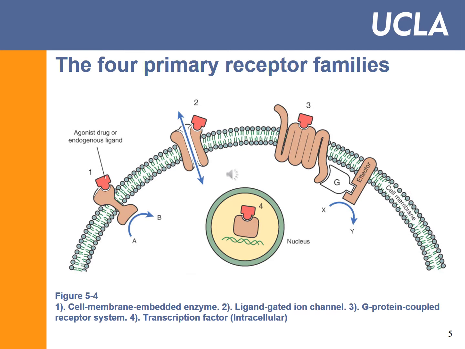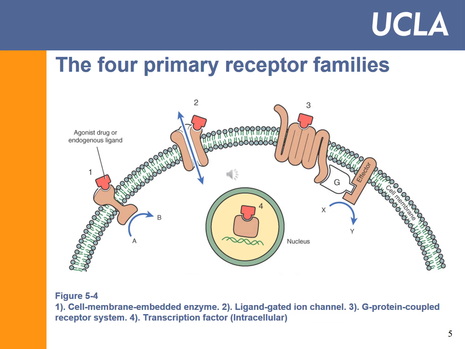On this slide, you have the 4 primary receptor families. The first one is a cell membrane embedded enzyme. As you can see, you have an agonist or the endogenous ligand that binds to that receptor, and it will just activate an enzyme. Number 2 is a ligand-gated ion channel. Again, the red part is either your endogenous ligand or the drug. If the drug activates it, it will open an ion channel. If it's an antagonist, it will block and close that ion channel.